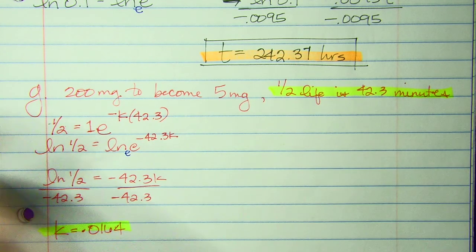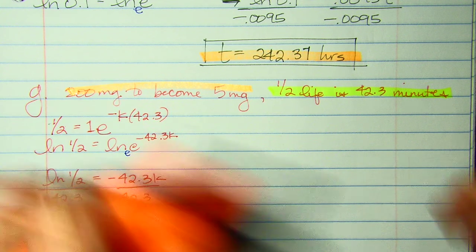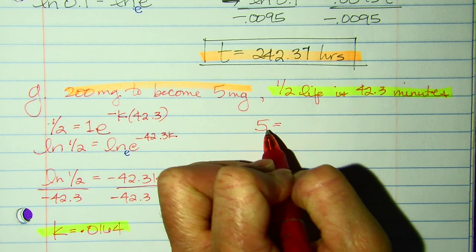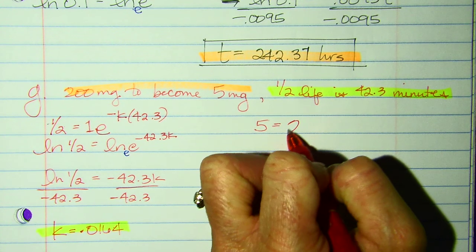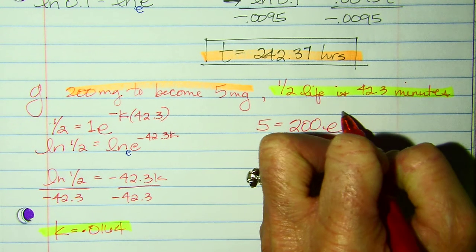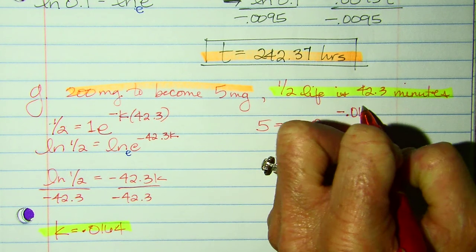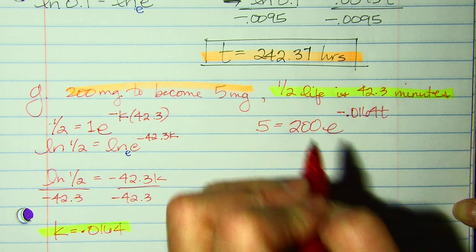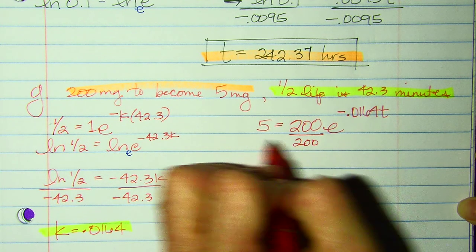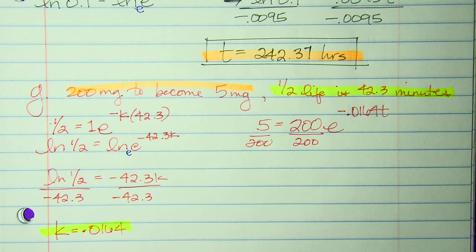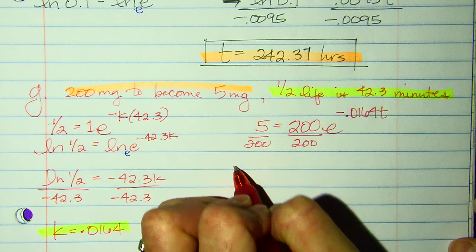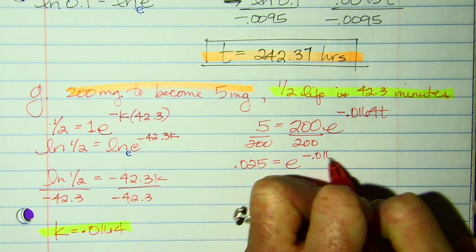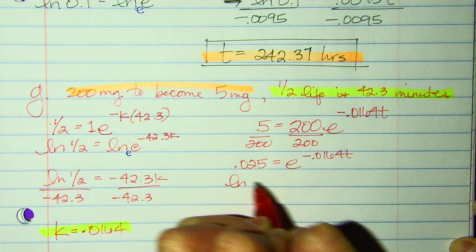So I have found k. Now I'm going to solve for this part. How long is it going to take to have only 5 milligrams left? I began with 200 times e to the negative 0.0164, and we're solving for how long, also known as time. So in this case, I have to divide by 200, and 5 divided by 200 gives me 0.025, equals e to the negative 0.0164 t. Take the natural log of both sides.